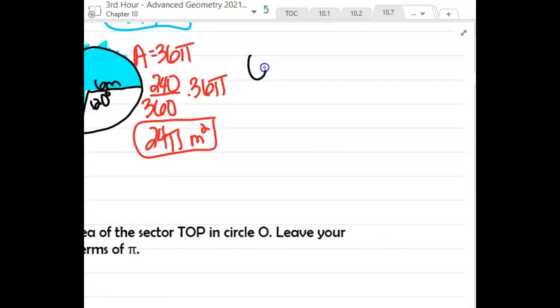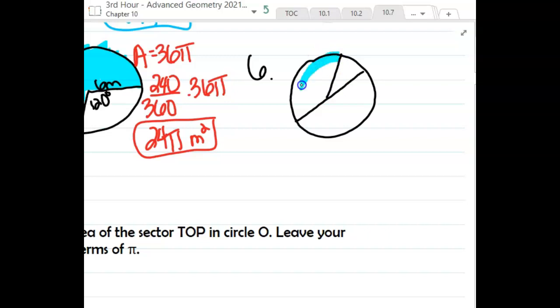Okay, last one of these, number 6. All right, so this time on our circle, we're going to draw a diameter all the way across. And then we're going to draw a radius as well. And we are going to be looking for everything except that little sector right there. I'm going to find the area of all of that. So the measure of this little sector is going to be 45 degrees. And this right here is going to be 6 meters.